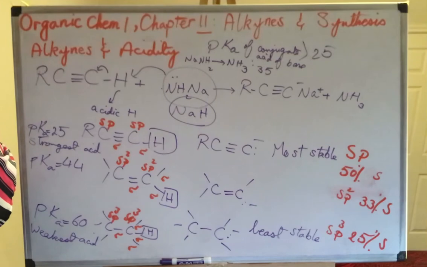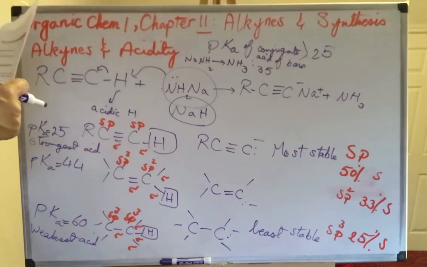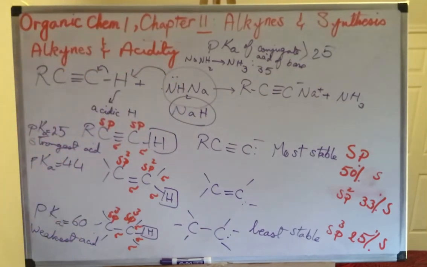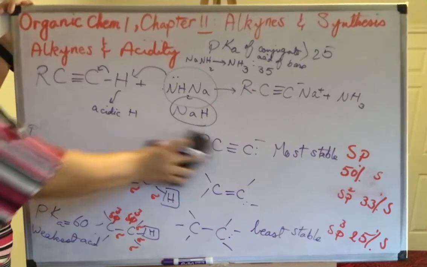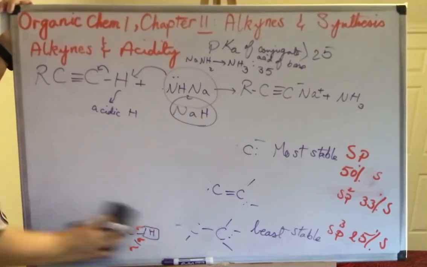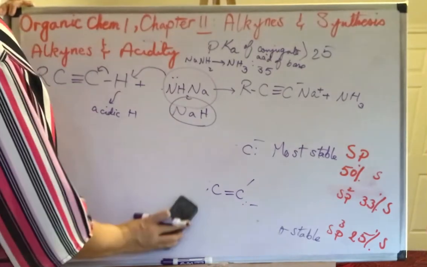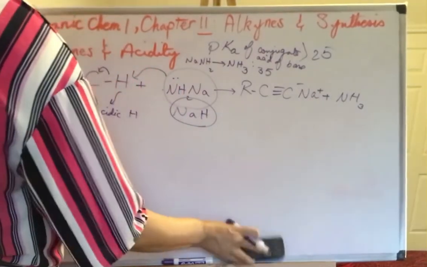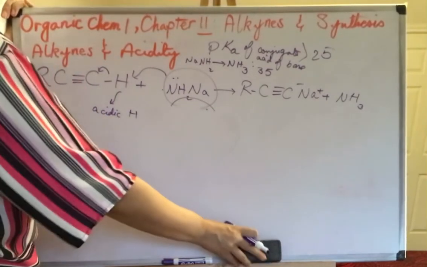Yeah, 35, 38, as I see here, is 35 for NH3. So for example, OH or OR are not good because the pKa of their conjugate acid is less than 25. Now, we are going to use this acidic property of an alkyne, that it can lose a proton from the carbon of the triple bond in the presence of a base, to synthesize more compounds in synthesis reactions.